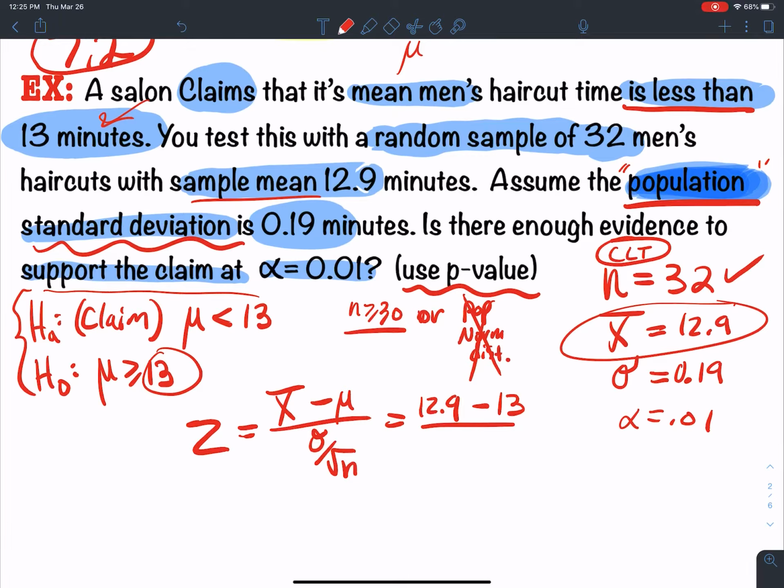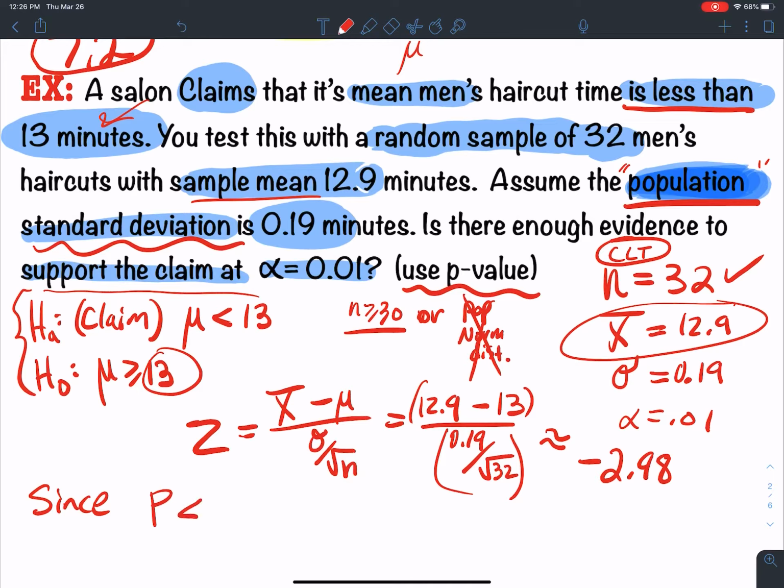Now I divide by sigma, 0.19, divided by the square root of n, square root of 32. I'll give you a chance to type this in your calculator, okay? And when you type this in your calculator, you get negative 2.98. Negative 2.98.